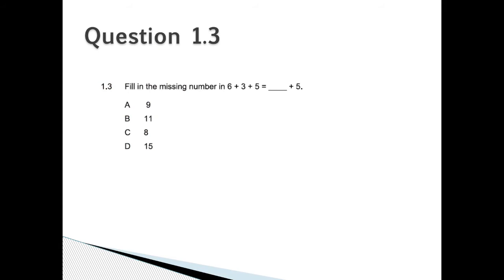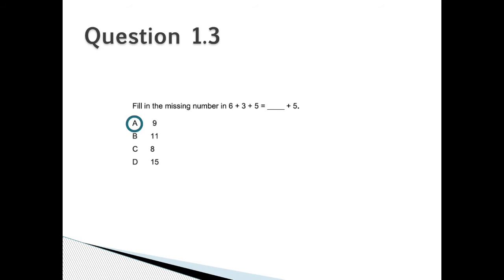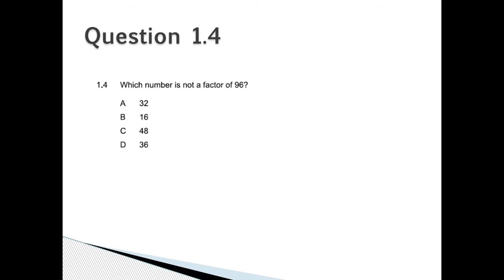Question 1.3. Fill in the missing number in 6 plus 3 plus 5 is equal to what plus 5? Is it A 9, B 11, C 8 or D 15? The missing number is A, 9. 6 plus 3 plus 5 is equal to 14 and 9 plus 5 is equal to 14. The number on one side of the equal to sign must equal what's on the other side of the equal to sign.